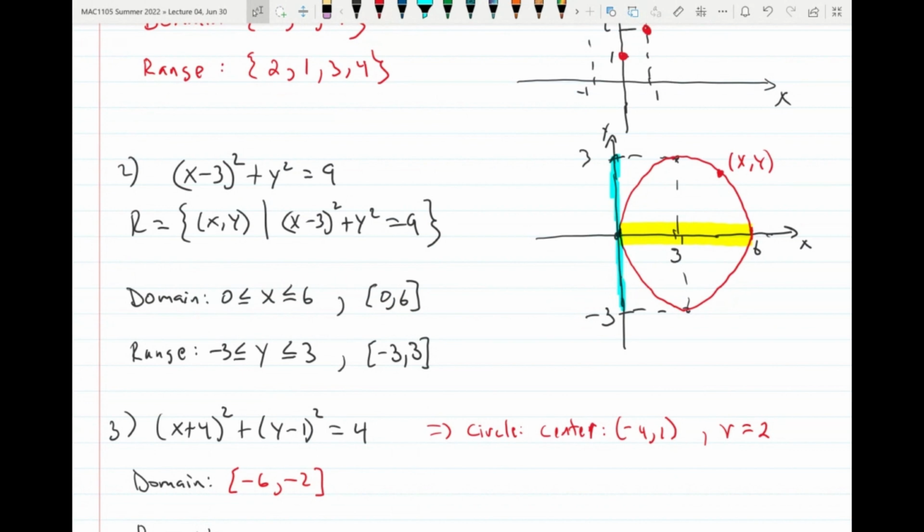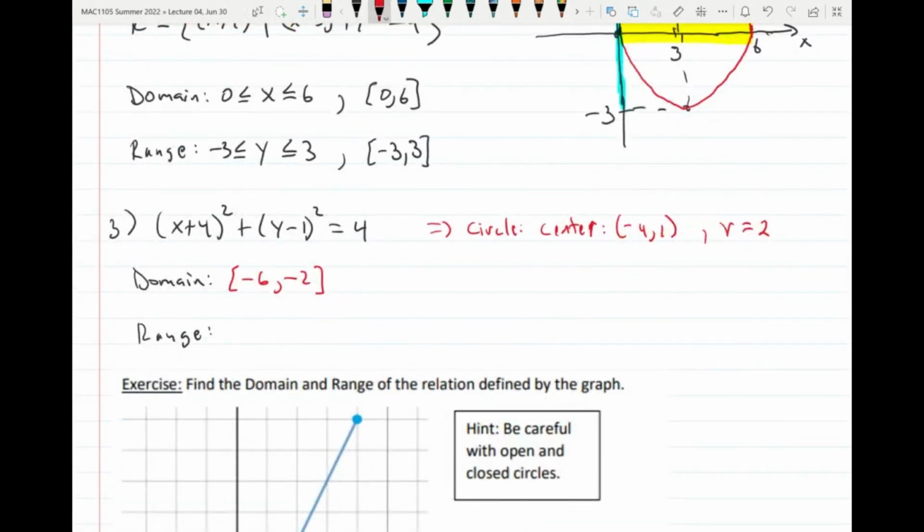And then what about the range? Bracket -1, 3. So -1, 3. Very good. In other words, you are at y = 1, you do +2 to get the top, -2 to get the bottom. That's it.